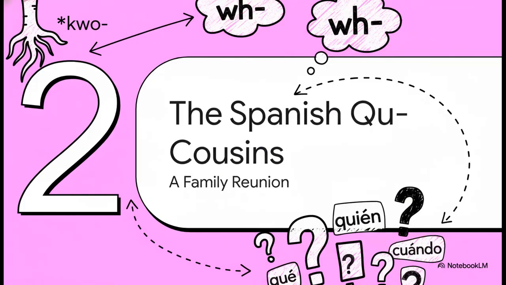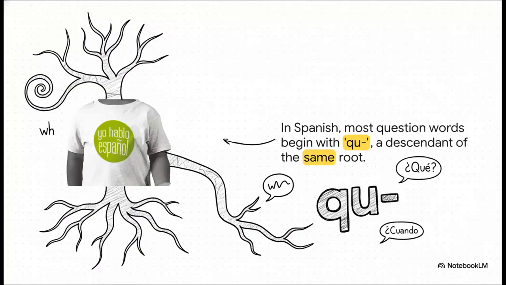Now, what's really cool is that this ancient quo root didn't just give us our English WH words. Let's hop over and meet some of their long-lost relatives in Spanish. So in Spanish, that exact same ancestor word went down a totally different path. Instead of becoming hwa, it kept that hard K sound, which in Spanish is spelled QU. It's the same family, just with a different accent.